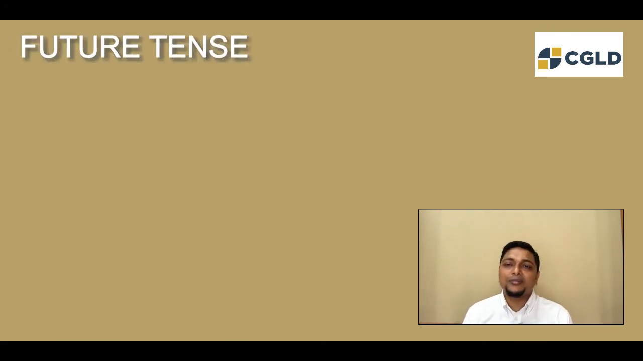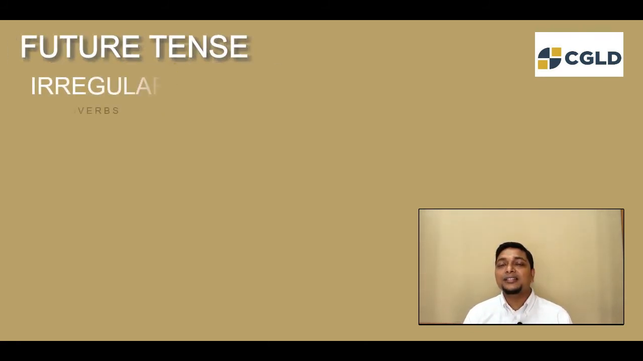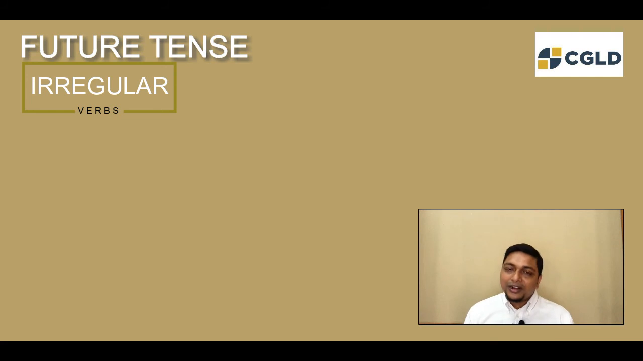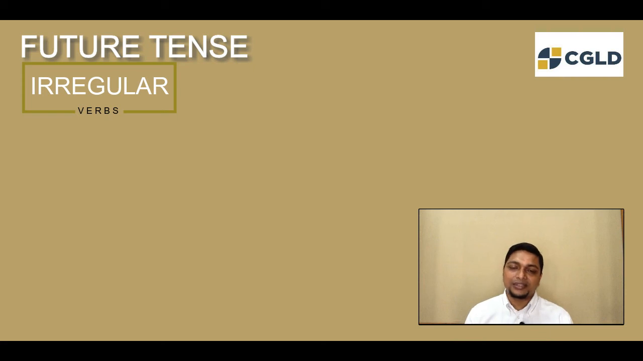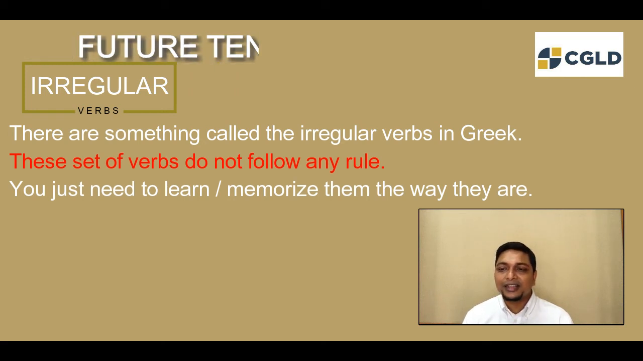Now, I want to talk about another set of verbs which are known as the irregular verbs. And these verbs are going to cause great trouble and tribulations to us. Let us look at these irregular verbs. There are something called the irregular verbs in Greek. This set of verbs does not follow any rule whatsoever. You just need to learn them and memorize them the way they are.